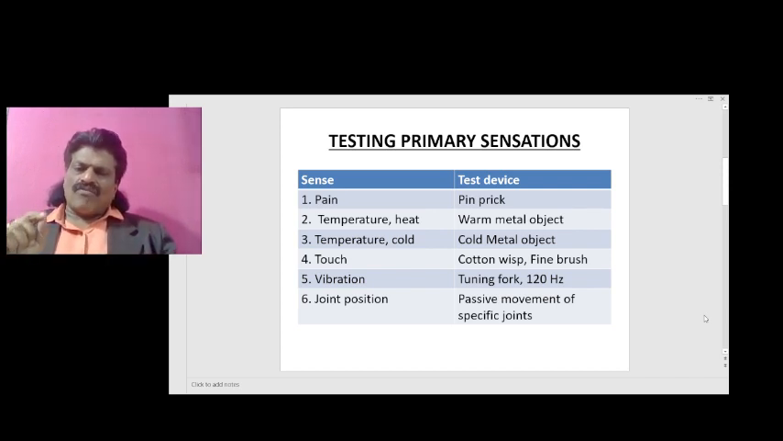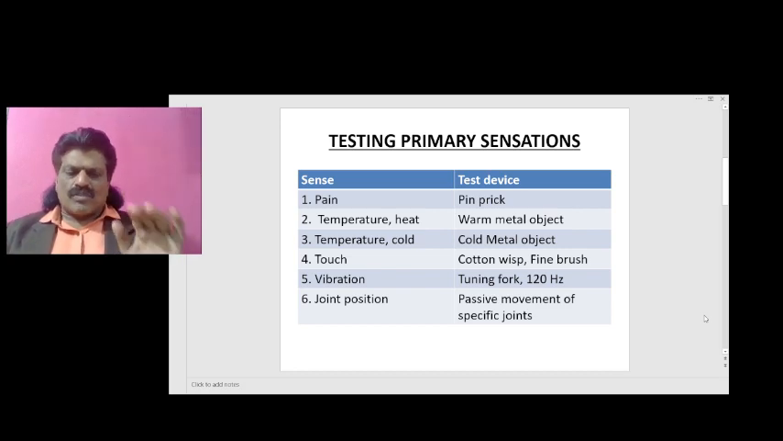The sense of joint position, how do we test it? Passive movements of specific joints. So for pain, the test device is pinprick. Temperature heat, warm metal object. Temperature cold, cold metal object. Touch, cotton wisp or fine brush. Vibration, tuning fork 120 Hz. Joint position, passive movements of specific joints.